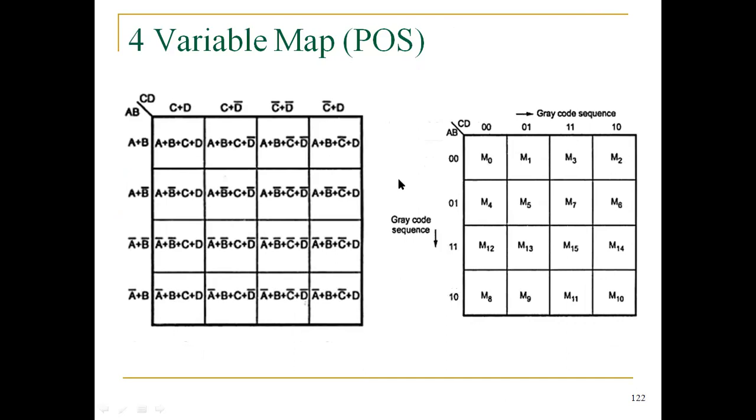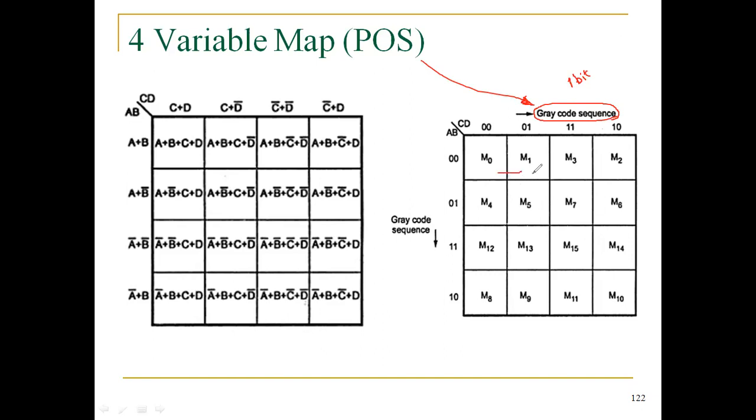Nothing different between the previous and this one, that is the 3 variable and 4 variable. Only one variable is increasing, but anyhow the same way, using the same gray code representation, whether it is SOP or POS, it should follow a gray code sequence variation. It means the allowable change is only 1 bit change between the cells, in the sense between the adjacent cells.